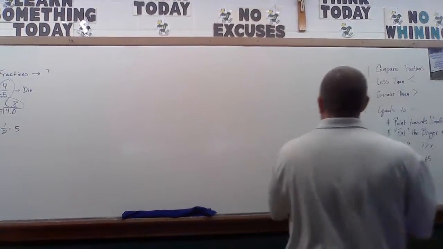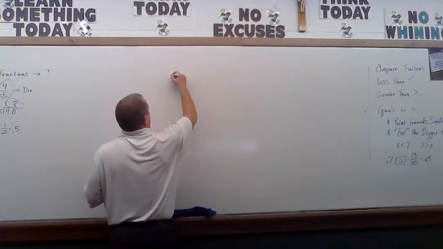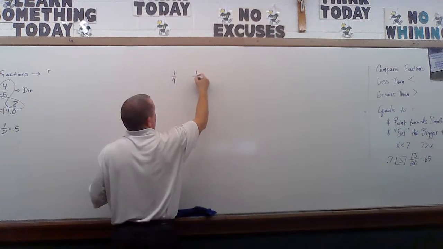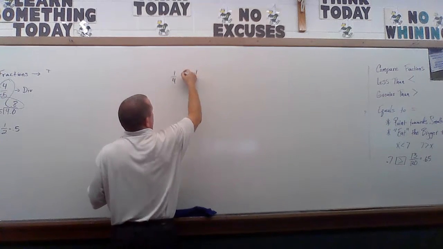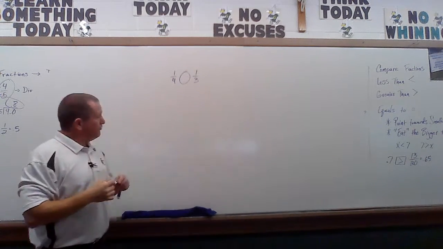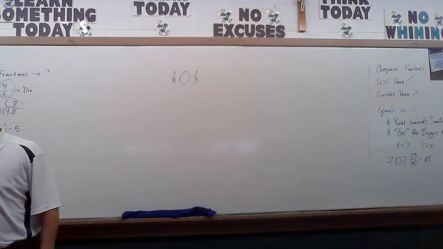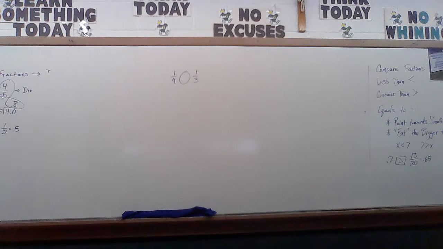If we look up here, yesterday we started talking about fractions that we should just kind of know now, right? So in this one, 1/4 was what as a decimal? 0.25. What was 1/3? 0.3 repeating, right? So which one's bigger?